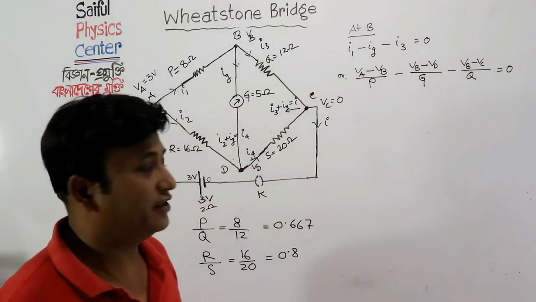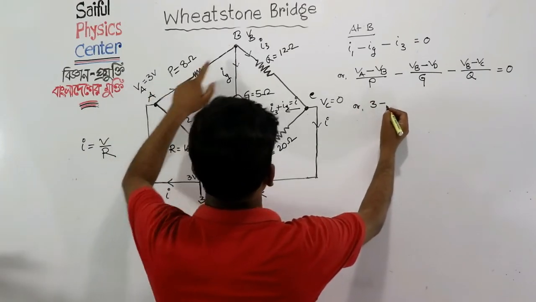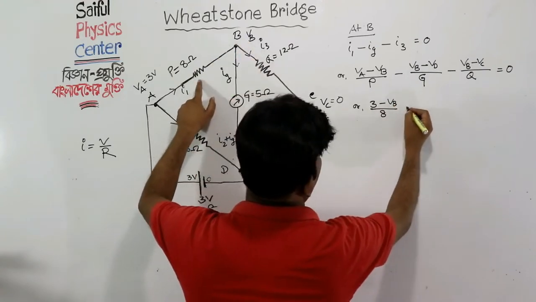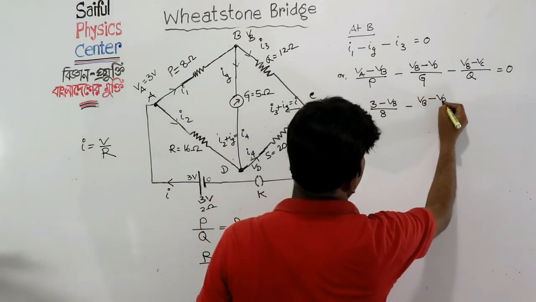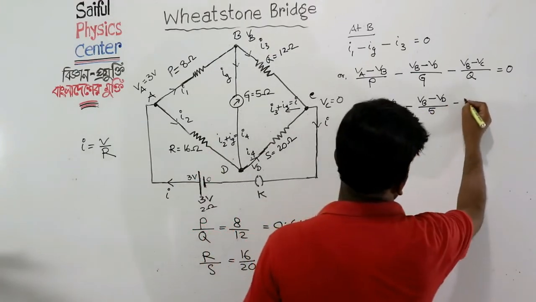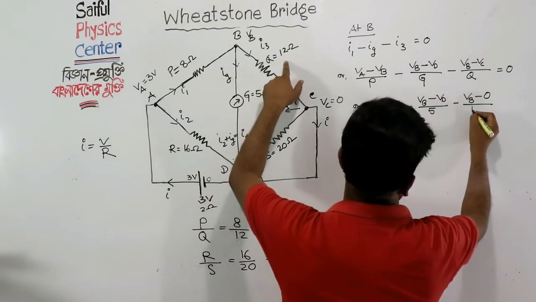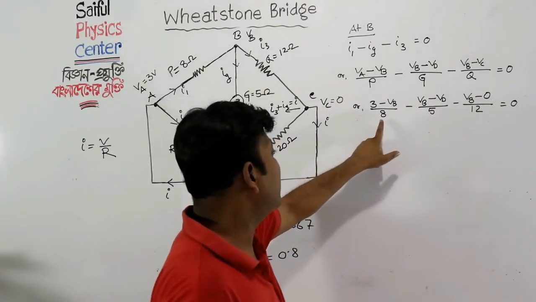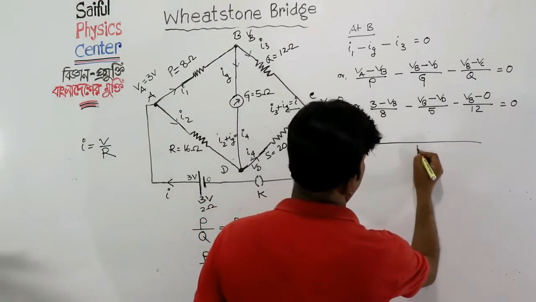Now we can put the values here. VA equals 3 volt minus VB, which is unknown, and P is 8, minus VB unknown, VD is also unknown, and G is 5 ohms. Next, VB is unknown, VC is 0, and Q is 12, equals 0. Now we can take the LCM of 8, 5, 12, then we get 120.